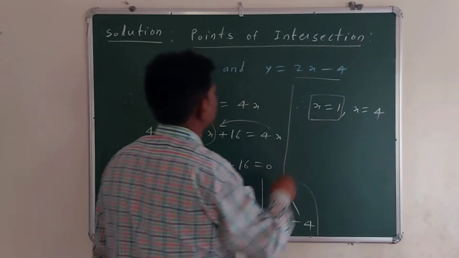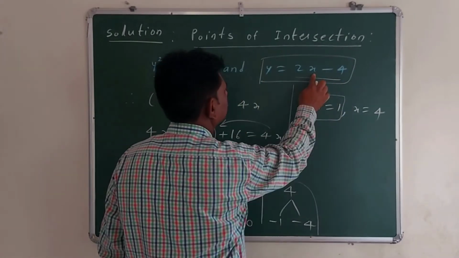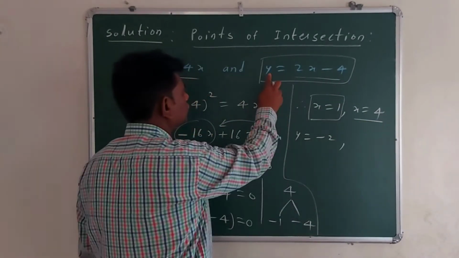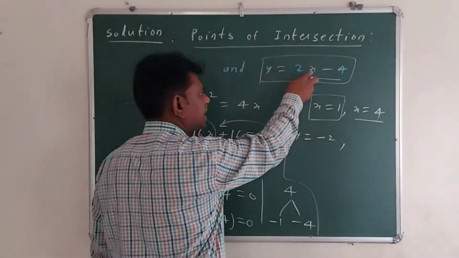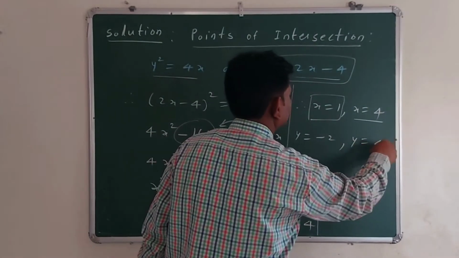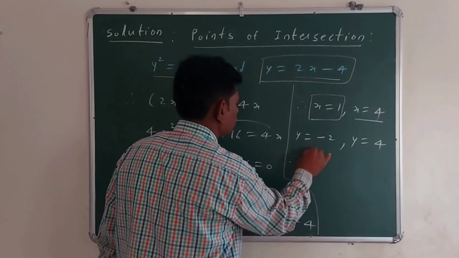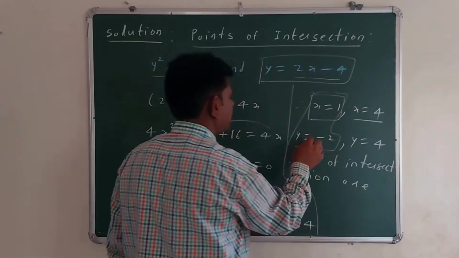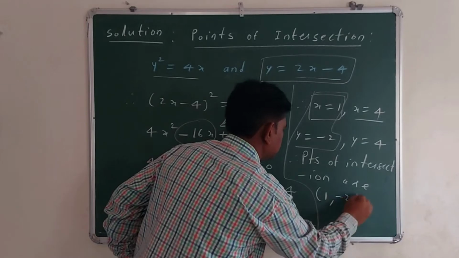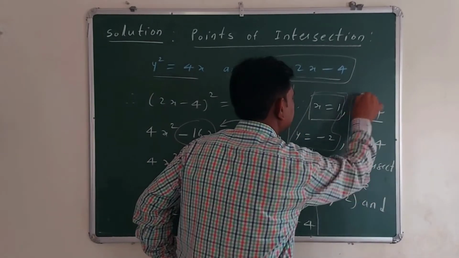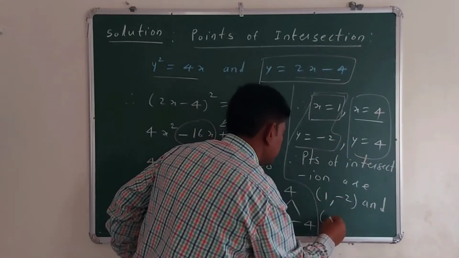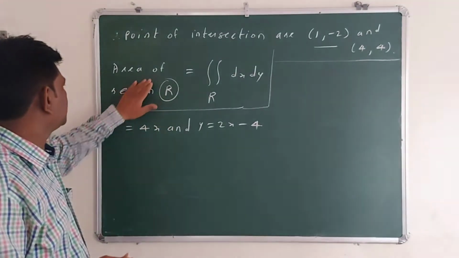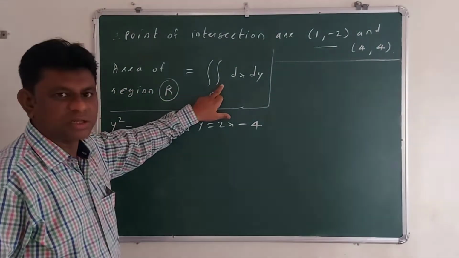Now when x is equal to 1, y is equal to 2 times 1, that is 2, 2 minus 4 means minus 2. And when x is equal to 4, y is equal to 2 times 4, 8, 8 minus 4 is 4. So y is equal to 4. Therefore, the points of intersection are x equal to 1 and y equal to minus 2, that is (1, minus 2), and x equal to 4 and y equal to 4, that is (4, 4). Now according to double integration, the area of the given region R is equal to the double integration over the region R of dx dy.